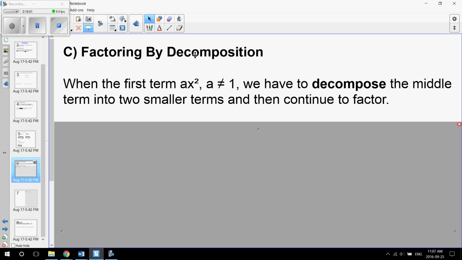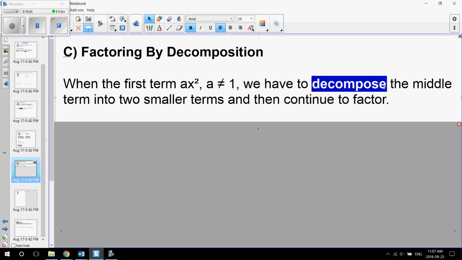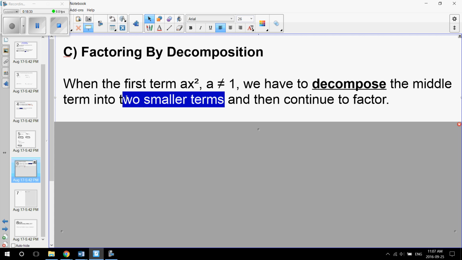When we need to use factoring by decomposition, that's when that first term that we always looked at, that we said was always 1 in our last examples, we use decomposition when that a value, that starting value in front of that x squared, isn't equal to 1. So this sign here means not equal to 1. So when that's the case, it means that we have to decompose, that means split up, the middle term into two smaller terms and then continue to factor.